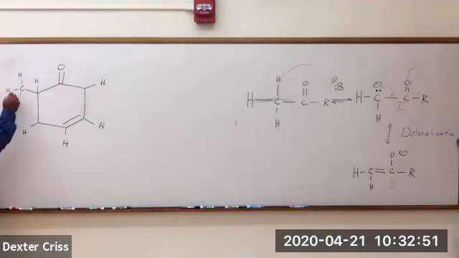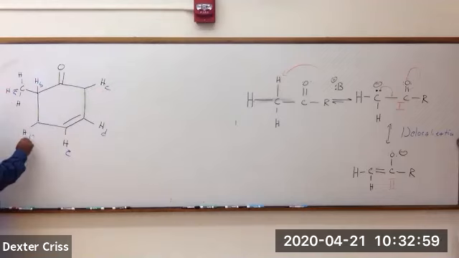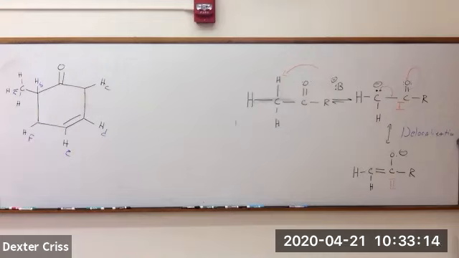So let's label these A, B, C, D, E, F. Can everyone see those? Do I need to draw it bigger or something? Just want to make sure I have everybody's. That's good. Okay. So based on what we just discussed, which hydrogen would be most acidic?